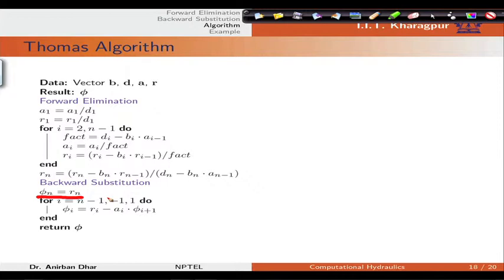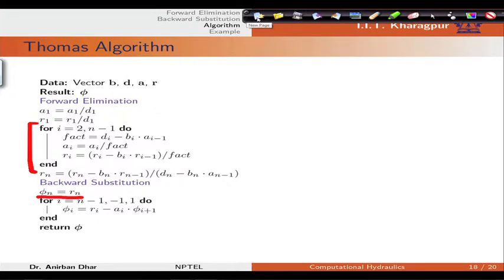Now, in this case one thing is clear. In Gauss elimination we have a 2-step process. We are fixing a particular row and then operating on other rows. In this case we are utilizing the information of the previous row and we are operating on the next row.